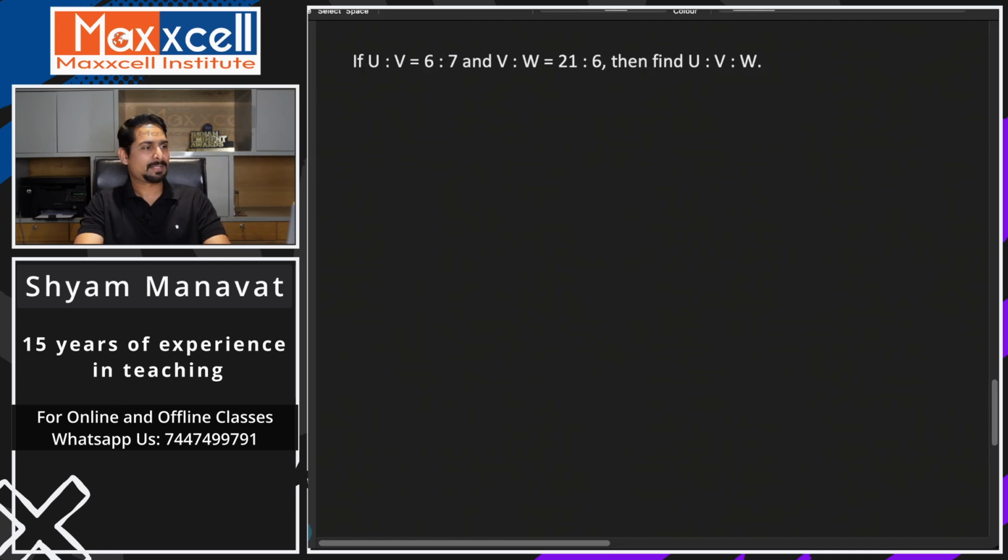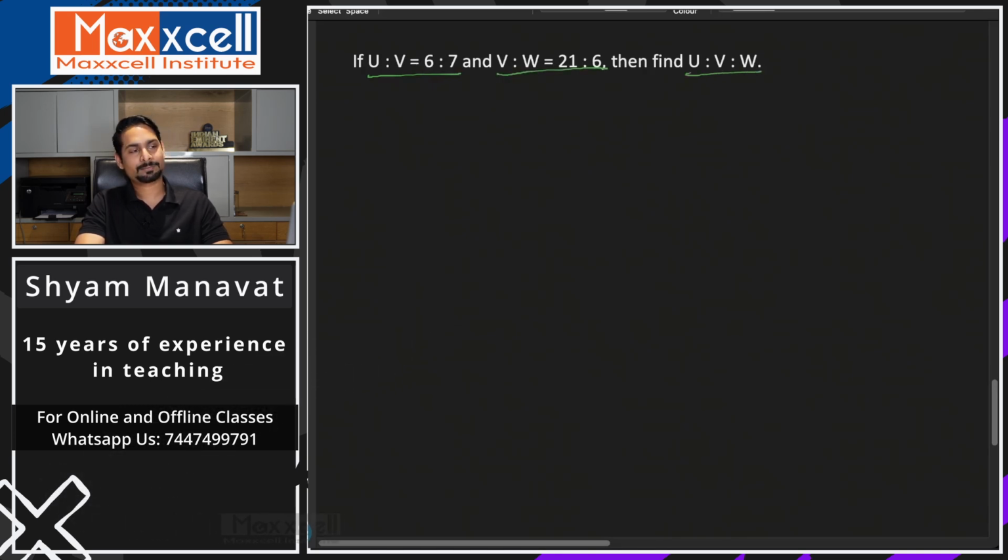Fine. So that's the next question. New type of question we got. So it's not anymore 5A 12B. Now the ratio is U is to V equal to 6 is to 7. V is to W equal to 21 is to 6.